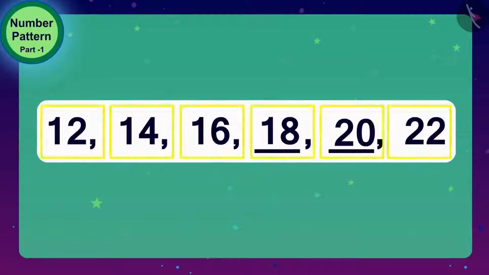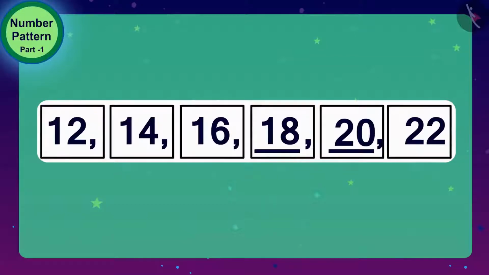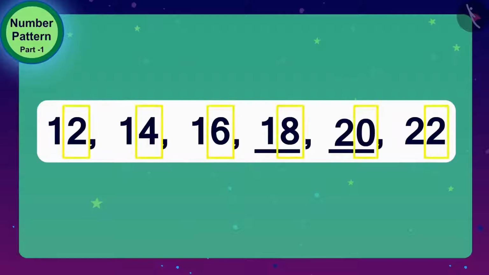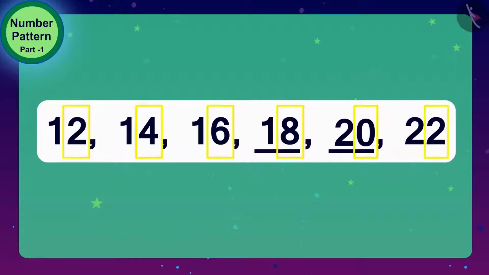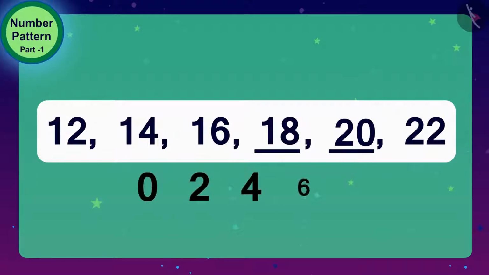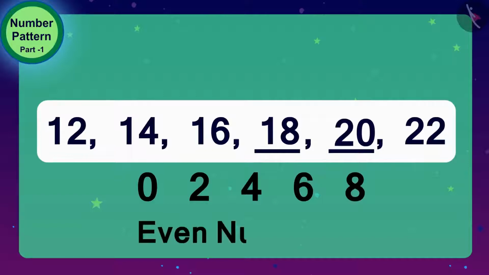Children, do you see one more special thing in these numbers? Here, all the numbers have 0, 2, 4, 6 or 8 at the unit position. Do you know that such numbers which have 0, 2, 4, 6 or 8 at units place are called even numbers?